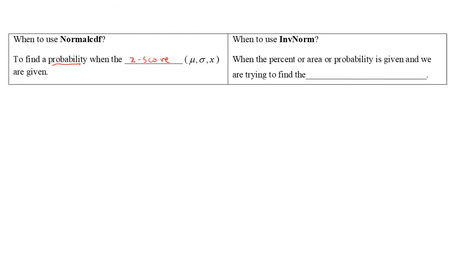On the other hand, when do we use the inverse norm? That's when the percent or the area or the probability are given to us, and what we're trying to find is the z-score. Or equivalently, if we're not using the standard normal distribution, it may give us also an x value, so a value of the variable.